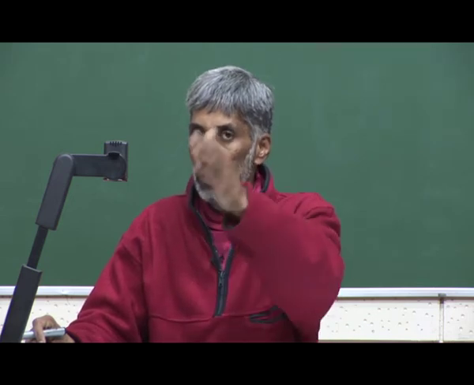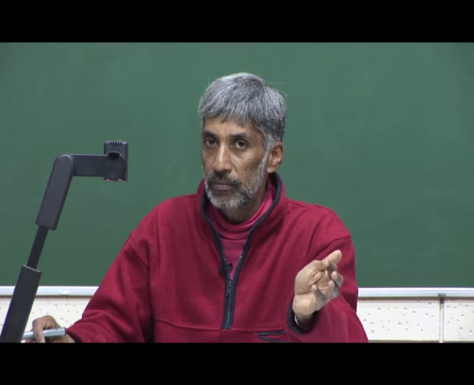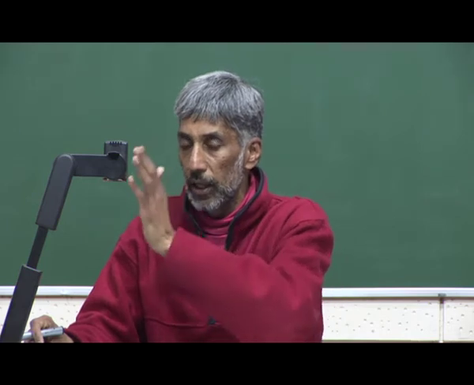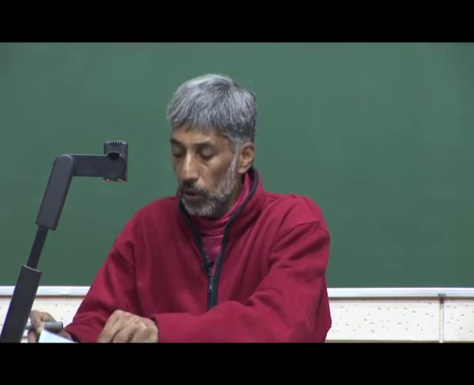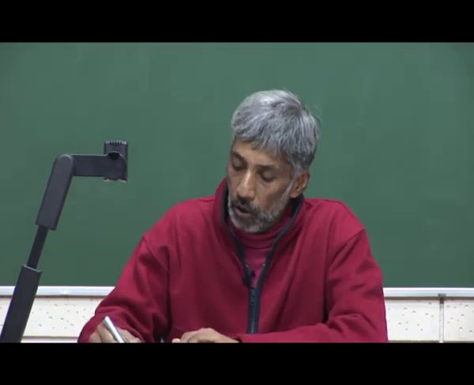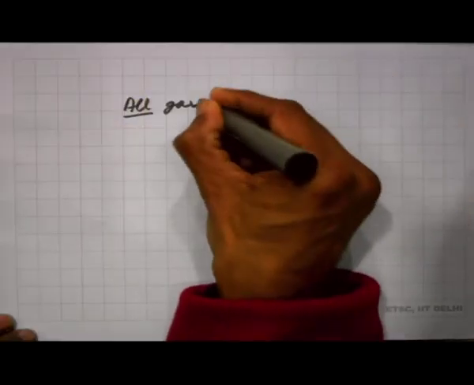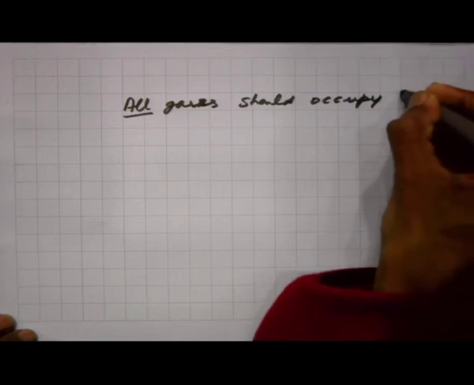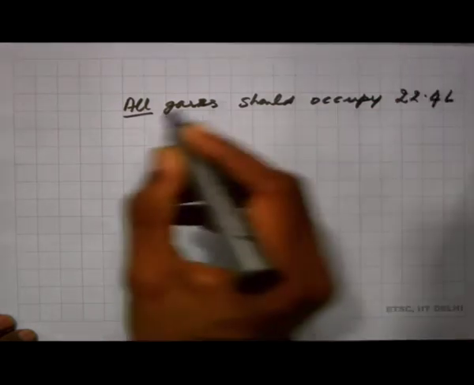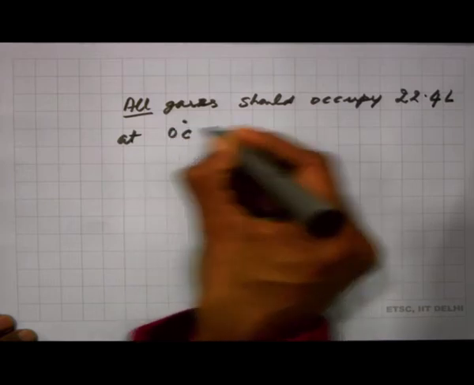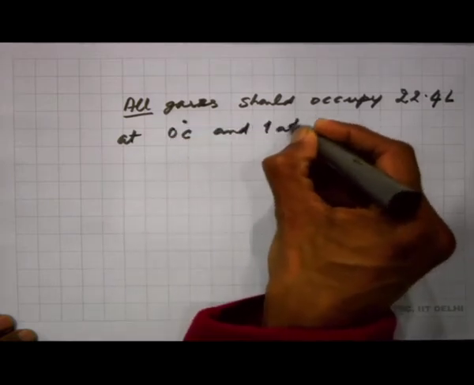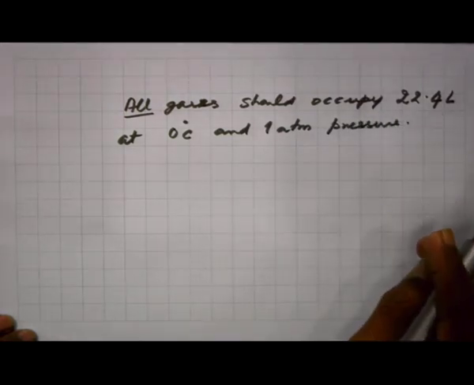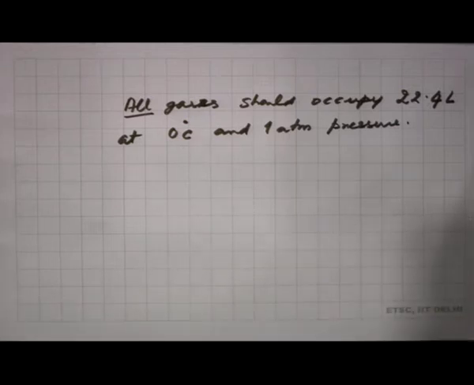Now, we are saying that if I took any other gas, that is 1 mole of nitrogen at 273 Kelvin and 1 atm pressure, according to Avogadro's hypothesis, all gases should occupy 22.4 liters at 0 degrees Celsius and 1 atm pressure. Well, we can just take a look at the numbers if this happens to be true.